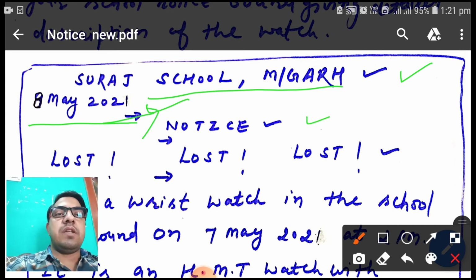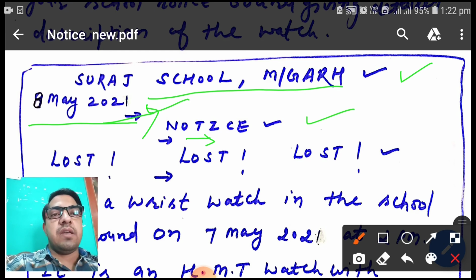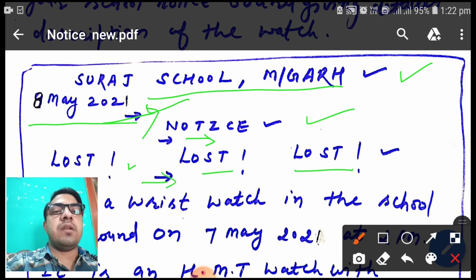After that we should leave one line between the date and the word notice. Always try to mention the word notice in capital with black pen. After that we should leave one line between notice and title. When you lose anything, we should highlight the title in this way: LOST with an exclamatory mark, in capital with black pen. After that we should leave one line between title and content.